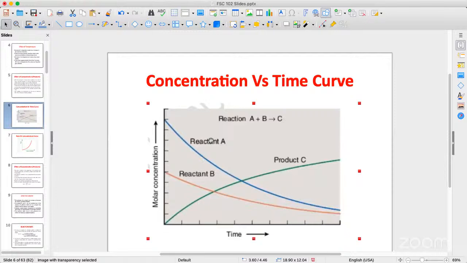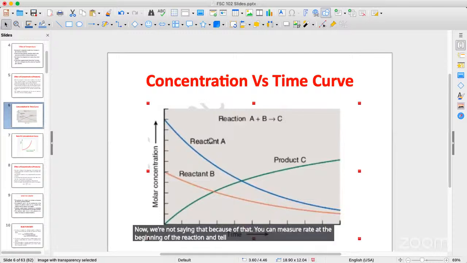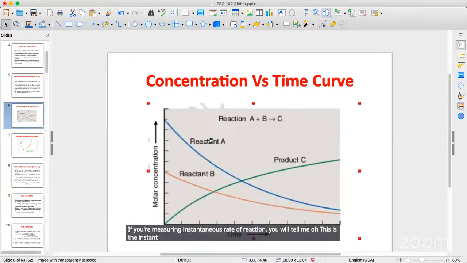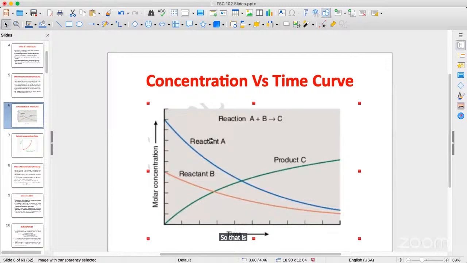Now, because of that, you can't measure the rate at the beginning of the reaction and tell me that is the rate of that reaction throughout. No. You need to tell us what kind of rate you are measuring. If you're measuring an instantaneous rate of reaction, you will tell me this is an instantaneous rate of reaction at so-and-so time or at what concentration. So that is what it means by instantaneous rate of reaction.